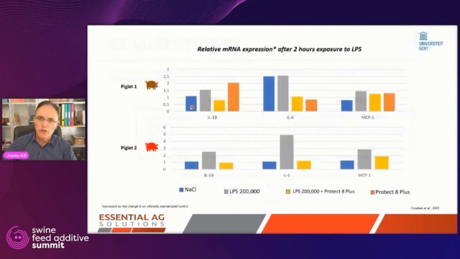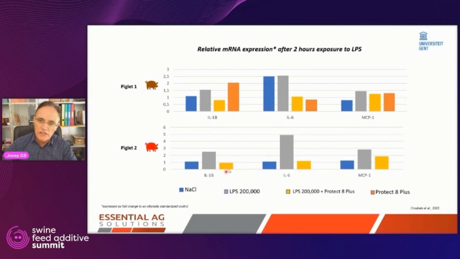These are the results. As we see here, we have the 2 different piglets. These are the different cytokines here at the bottom. If you notice, this is the saline solution, the one in blue without any LPS, in gray with the LPS, and the yellow is the LPS plus Protect A. And as you can see on both piglets, normally when you have the LPS, there is an increase in each one of the cytokines. And in piglet 2, it was even more clear. It was a clear increase every time that we had the LPS.